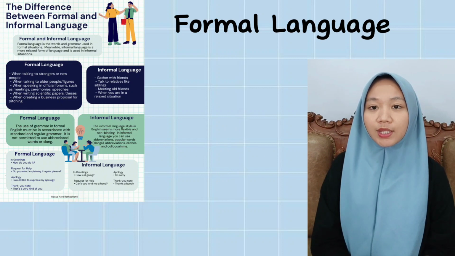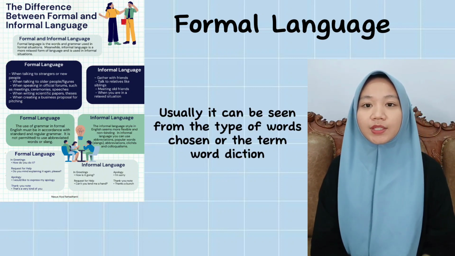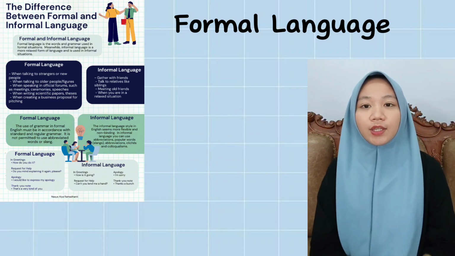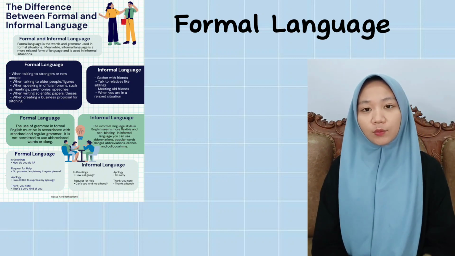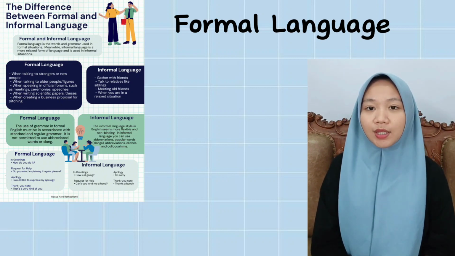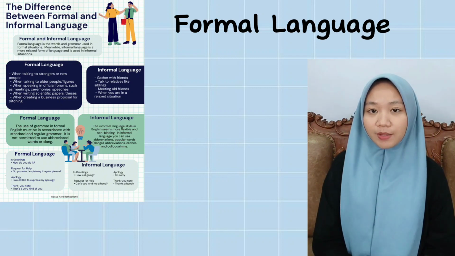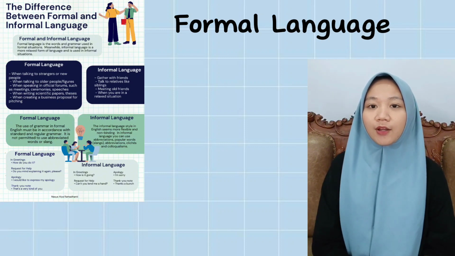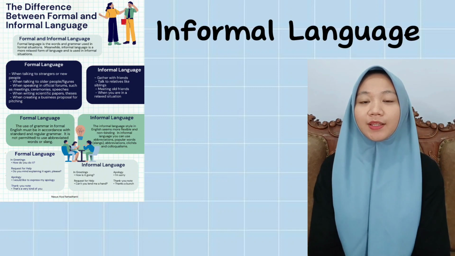Formal English word choices are very clear. Usually, it can be seen from the type of words chosen, or the term diction. Even though it looks trivial and easy, the use of formal and informal language still has to be studied and paid attention to, because there are several words that look formal but are not suitable for use in a formal atmosphere or situation.